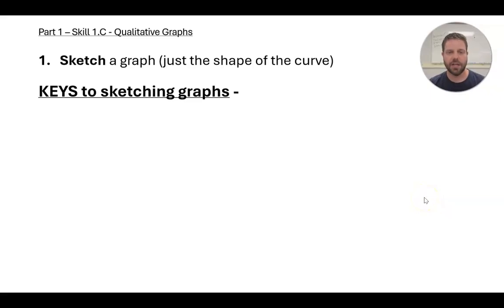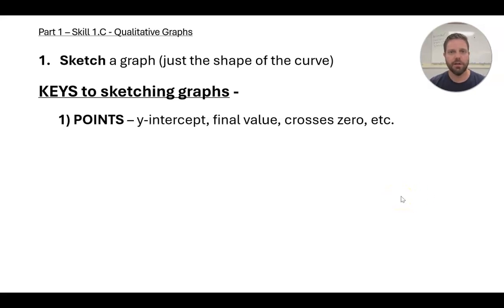The keys to sketching any graphs in AP Physics C is going to be pretty simple. There's three parts. The first part is that we just want to think, okay, what are some points that we can have our curve cross through? So that includes, where do we start, like a y-intercept? Where do we end up? Does it ever cross zero? And are there any values that have to be positive or negative, for instance?